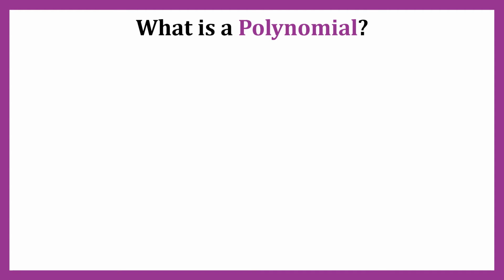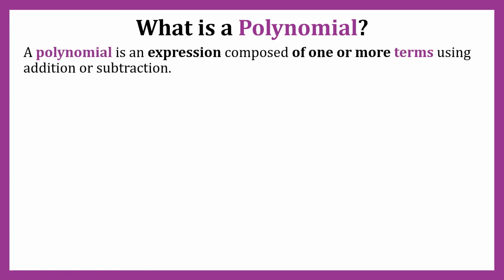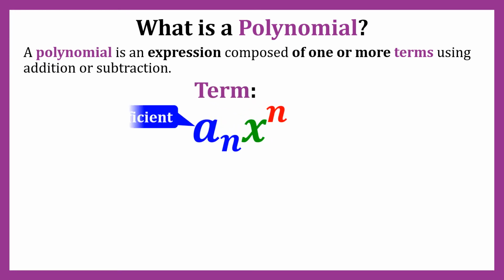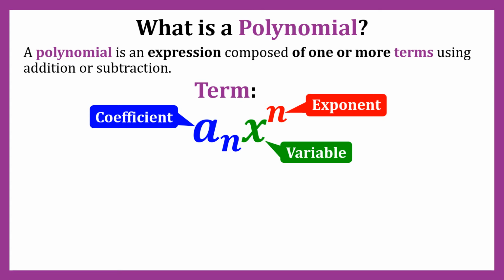Before we talk about a polynomial equation, let's first consider the question, what is a polynomial? Well, a polynomial is an expression composed of one or more terms using addition or subtraction. In general, a term is composed of a coefficient multiplied by a variable, which represents an unknown value, and the variable is raised to an exponent, also known as the power. Keep in mind, the exponent must be either 0 or any positive integer. In other words, 0 or 1 or 2 and so forth.